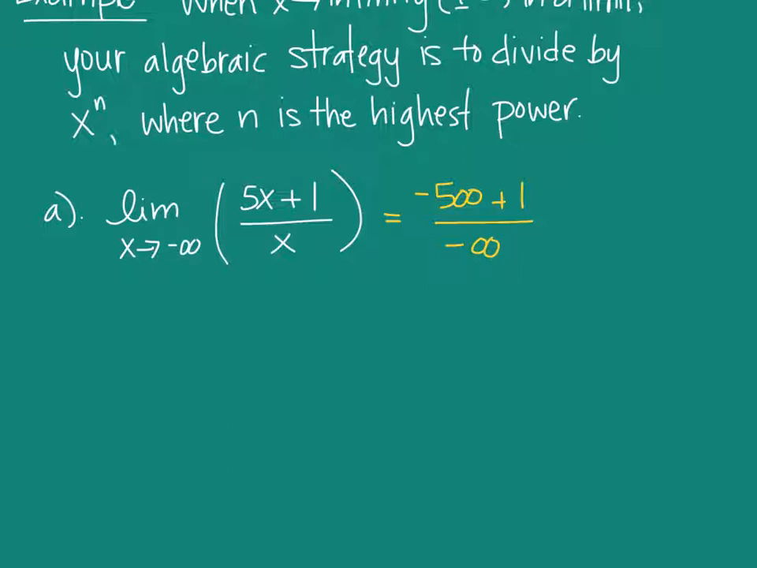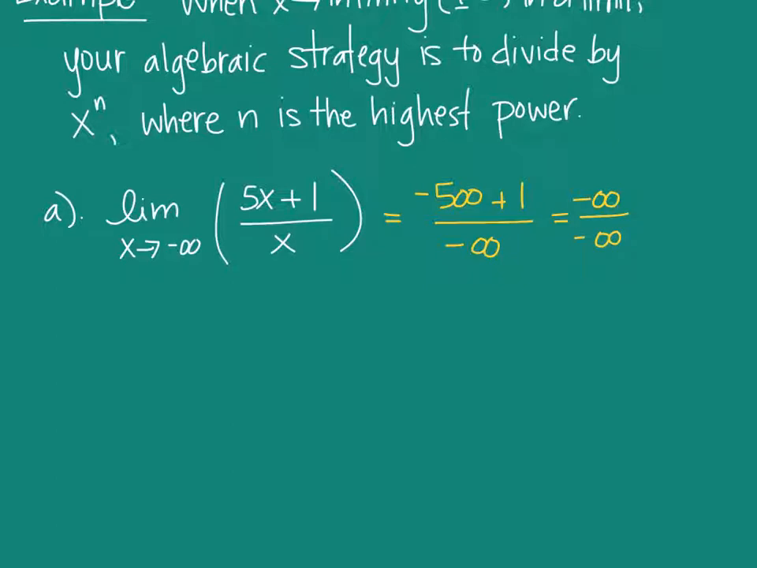Well, what's negative 5 times infinity? Negative infinity. It's 5 times bigger than infinity, which is still infinity. And if you add 1 to that, what do you get? You're still infinity. You didn't make a dent. But it's a negative number, so it would be negative infinity over negative infinity.